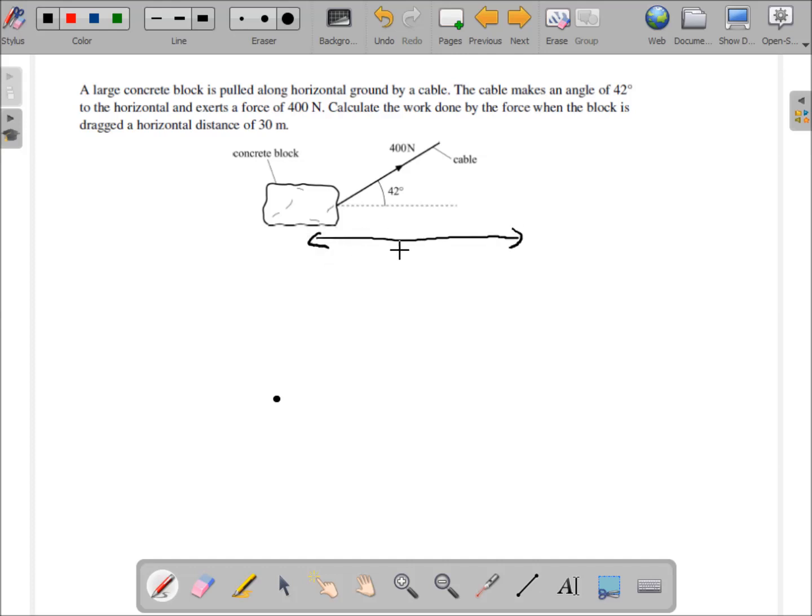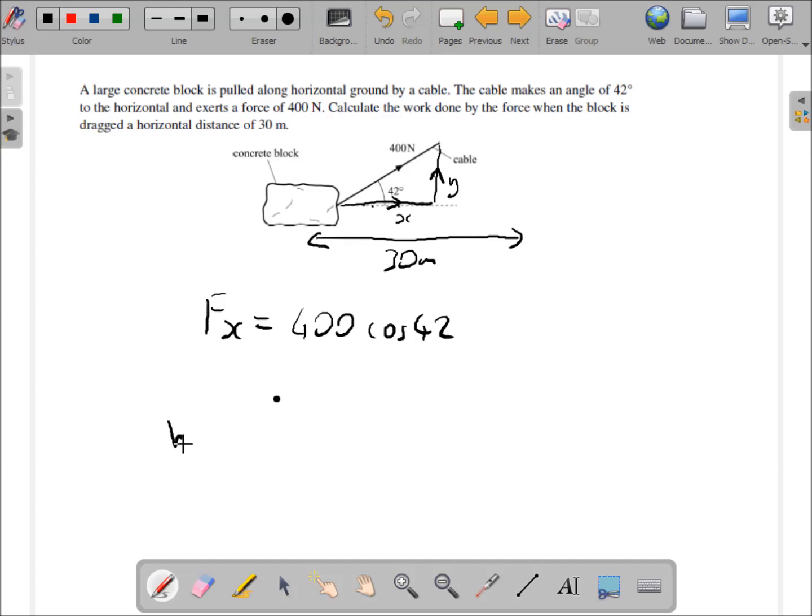So the horizontal distance it's travelled is 30 meters. Now the first thing we need to do is find out how much of the force was in that same direction. So we split our force vector into two vectors, a horizontal and a vertical. Our horizontal force vector is going to be given by trigonometry. We've got cosine of 42 degrees is going to be the adjacent over the hypotenuse, and so the adjacent is going to be given by 400 times cos of 42 degrees.